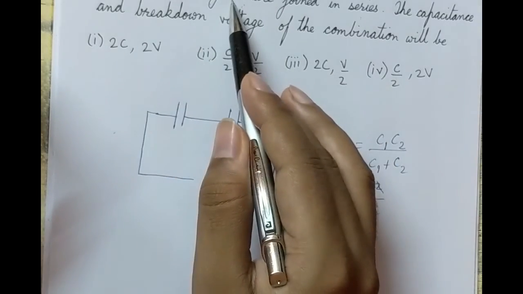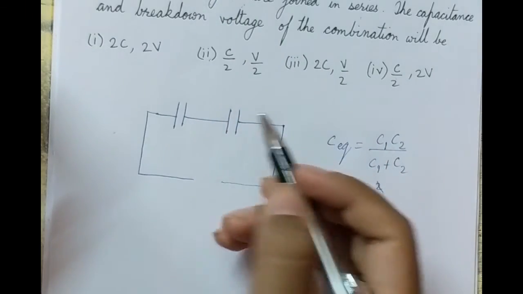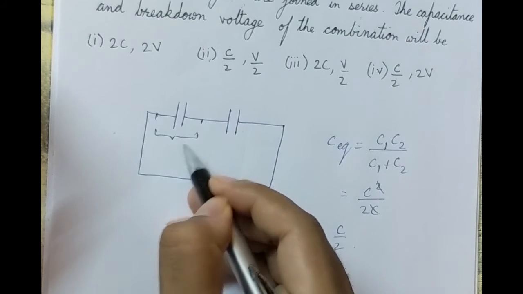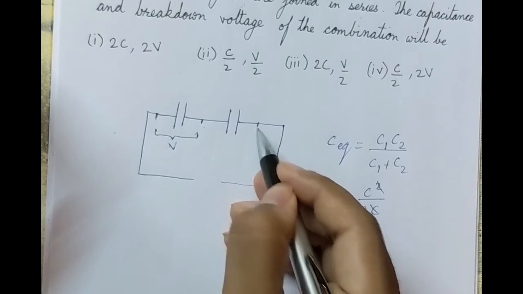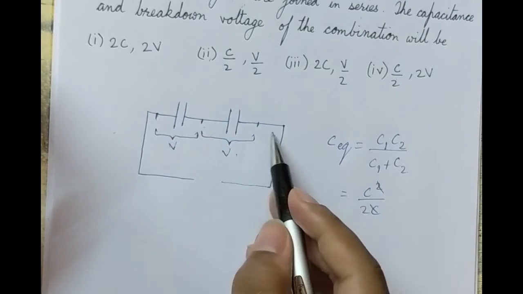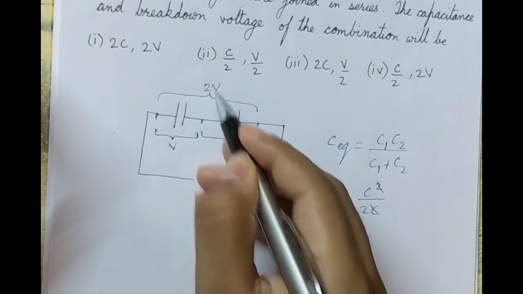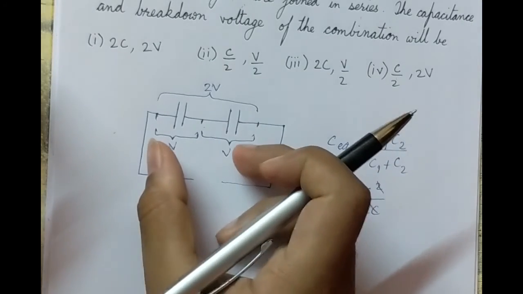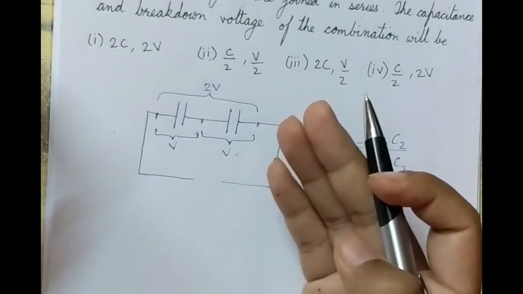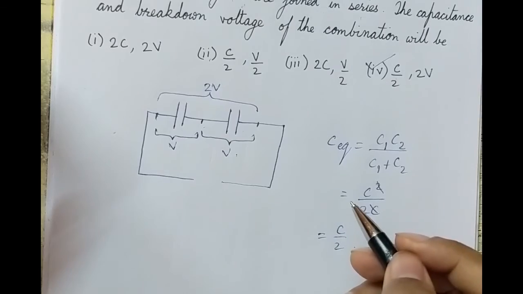Now they have said that the breakdown voltage of each capacitor is V. That means each capacitor breaks down when the potential difference across it becomes V. This capacitor breaks down when the potential difference across this is V. So for a cell or a battery to cause it to break down, it needs to give a total potential difference of 2V as the sum of both of them. Hence, if you treat this as a combination, the capacitance becomes C by 2 and the net breakdown voltage multiplies by 2 and it becomes 2V. Hence, our correct option is number 4.